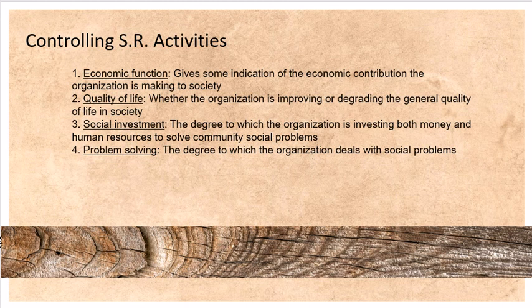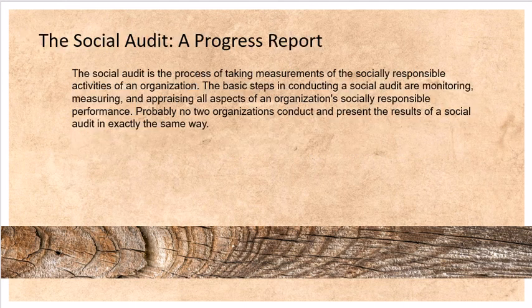Balance ba yung paggamit ng mga different resources at the same time yung mga human factor within the community area. Number 4 is the problem solving, the degree to which the organization deals with the social problems. So we have the social audit of a progress report. So the social audit is the process of taking measurement of the socially responsible activities of the organization.